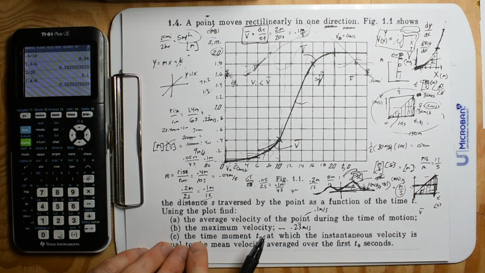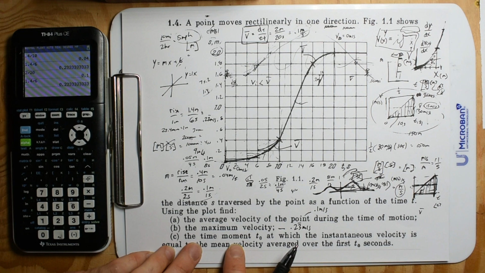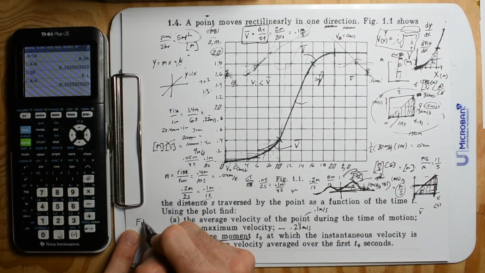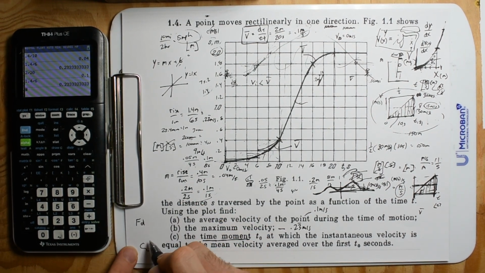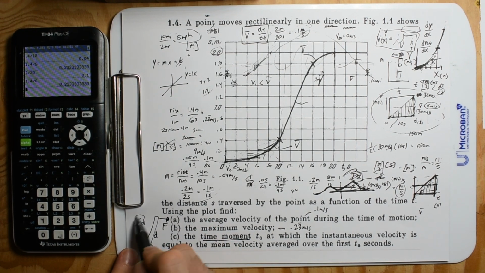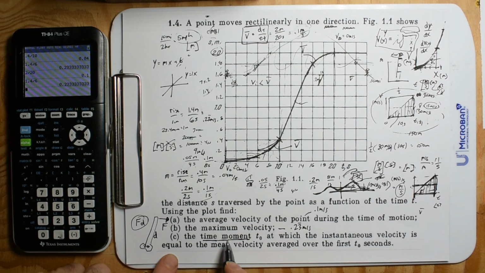Cool, hell yeah. And then the time moment, what? Everything in this book is just weird. Are they talking about a moment like force times distance? Because if I have a wrench and I'm wrenching on something, this is the force, this is the distance. That's the moment of force. So what the hell is the moment of time?